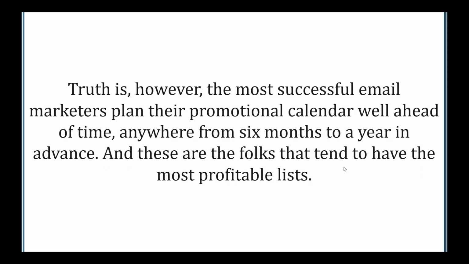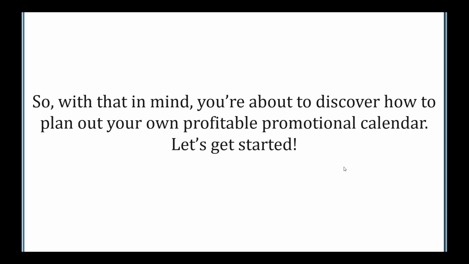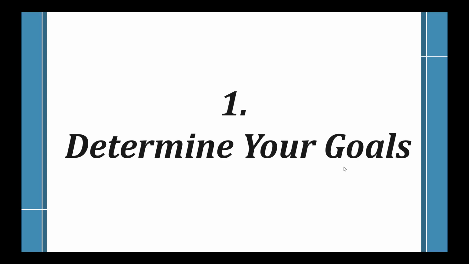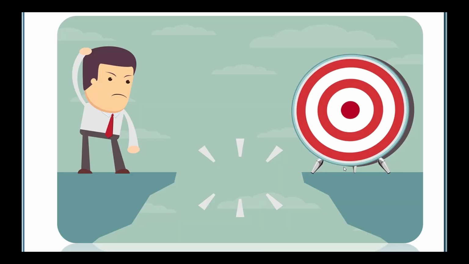Truth is, however, the most successful email marketers plan their promotional calendar well ahead of time, anywhere from 6 months to a year in advance. And these are the folks that tend to have the most profitable lists. So, with that in mind, you're about to discover how to plan out your own profitable promotional calendar. So, let's get started. Number one, determine your goals.